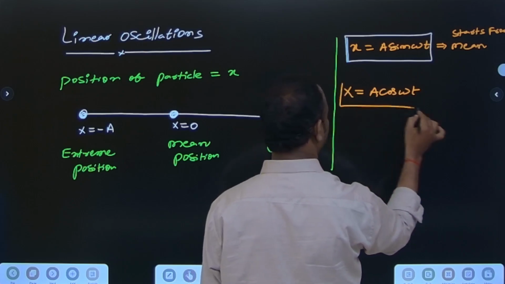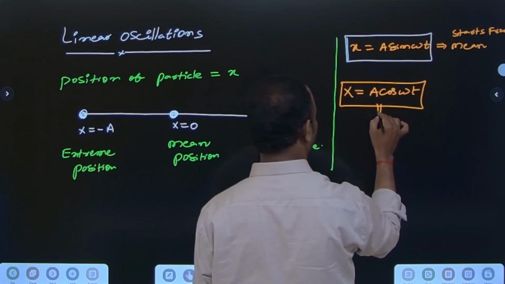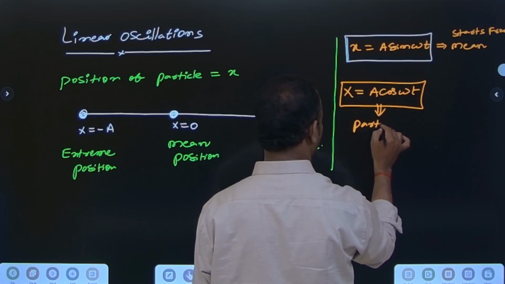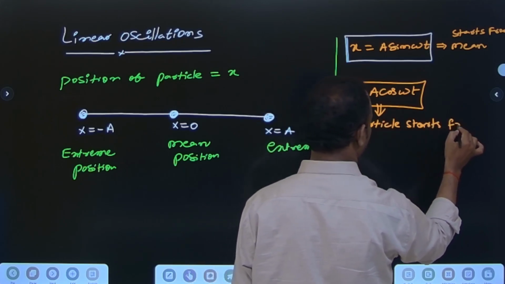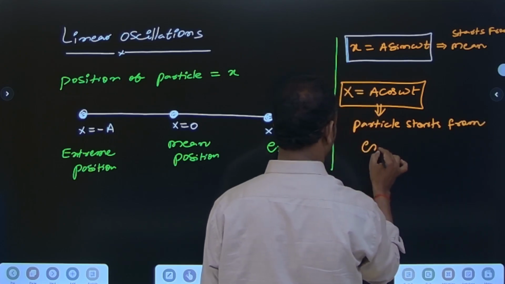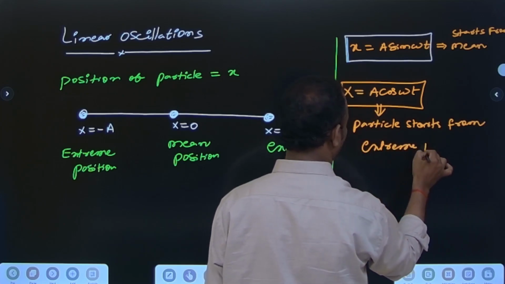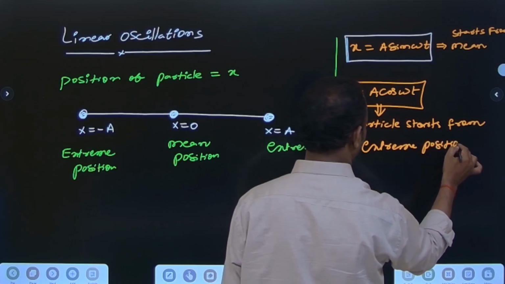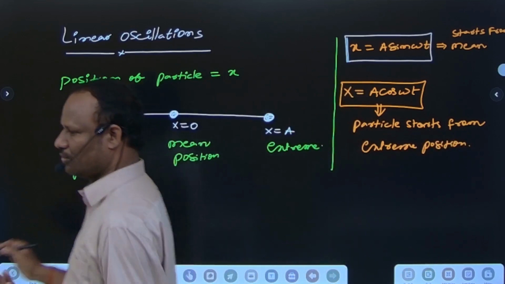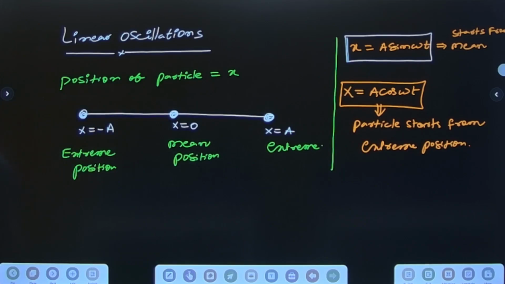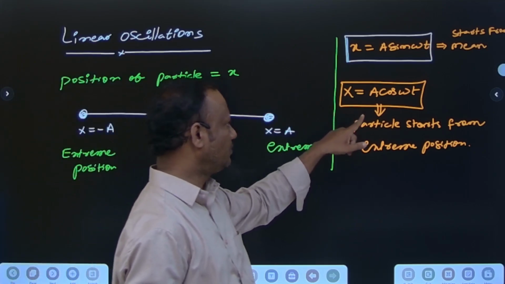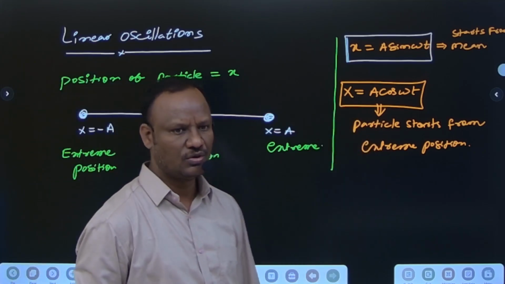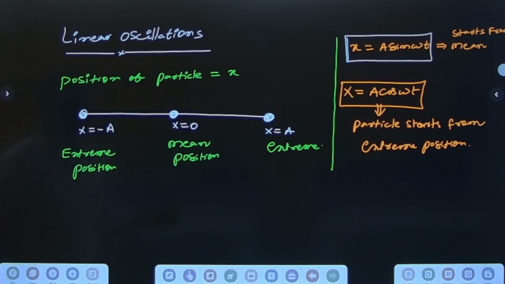So when do we say X equals A cos omega t? Whenever the particle starts from the extreme position. That's it. So what is the displacement, or the position, of the particle in SHM? It is given by X equals A sine omega t, or X equals A cos omega t. Now a question may be raised on this one.